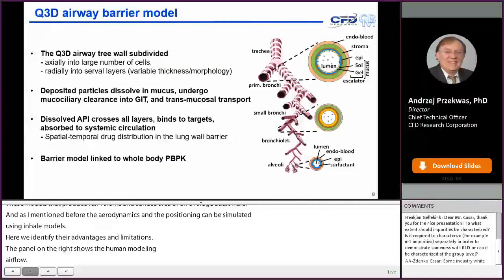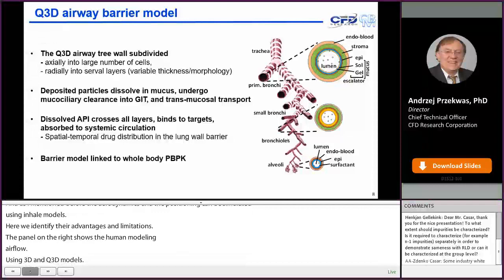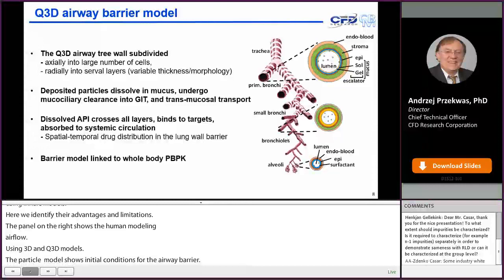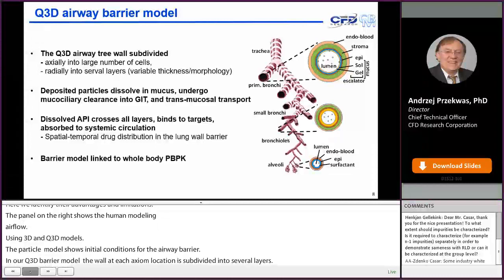The particle deposition model just described provides initial conditions for the airway barrier model. In our Q3D airway barrier model, the wall at each axial location is subdivided into several layers where we solve undissolved and dissolved drug mass balance equations. A mucociliary convective clearance is simulated in the mucosal gel sol layers.